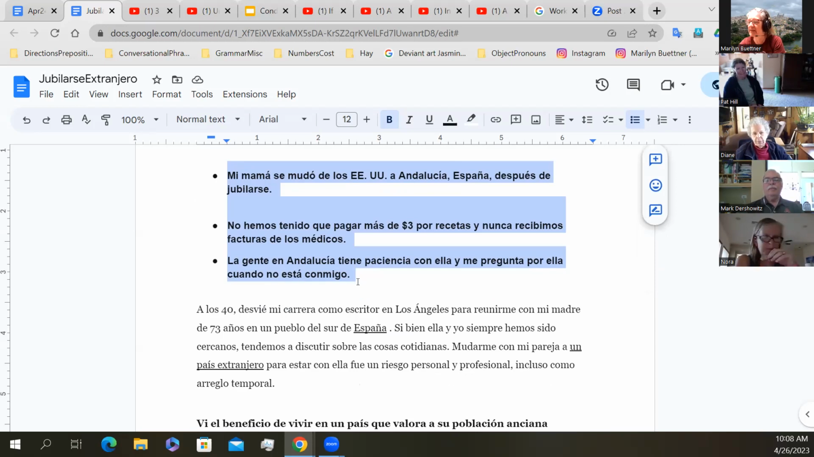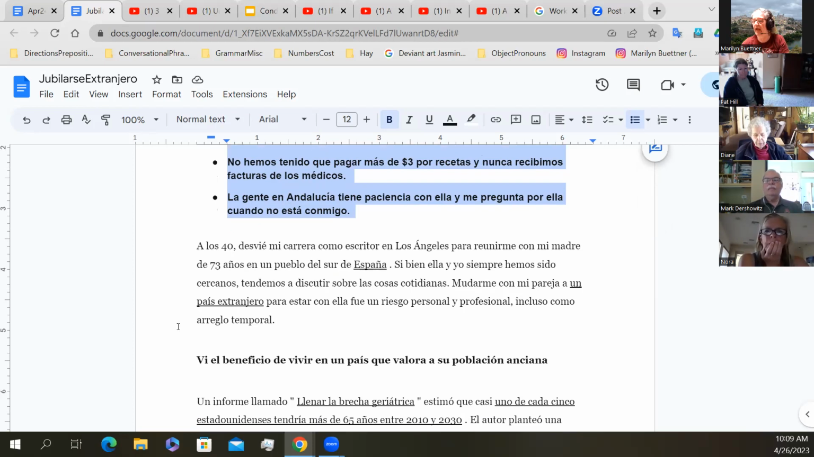La gente en Andalucía tiene paciencia con ella y me pregunta por ella cuando no está conmigo. People in Andalusia have patience with her and they ask me about her. Me pregunta por ella would mean they ask me about her health. Yeah, they ask me about her cuando no está conmigo, when she's not with me. Preguntar por ella is to ask about somebody, even though por isn't traditionally what you think of as about.